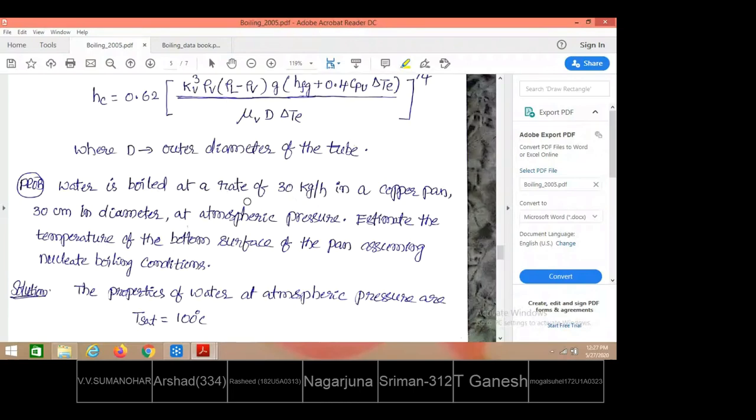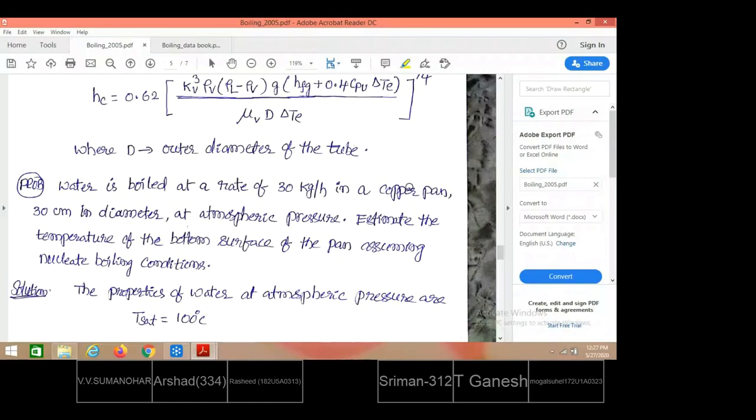Water is boiled at a rate of 30 kg per hour in a copper pan. Now, with the copper surface, water is in contact, so accordingly the C_sf must also be taken. The copper pan has a bottom surface diameter of 30 centimeters and the pressure acting on the water surface is 1 atmospheric pressure. Therefore, at what temperature will the water start converting?